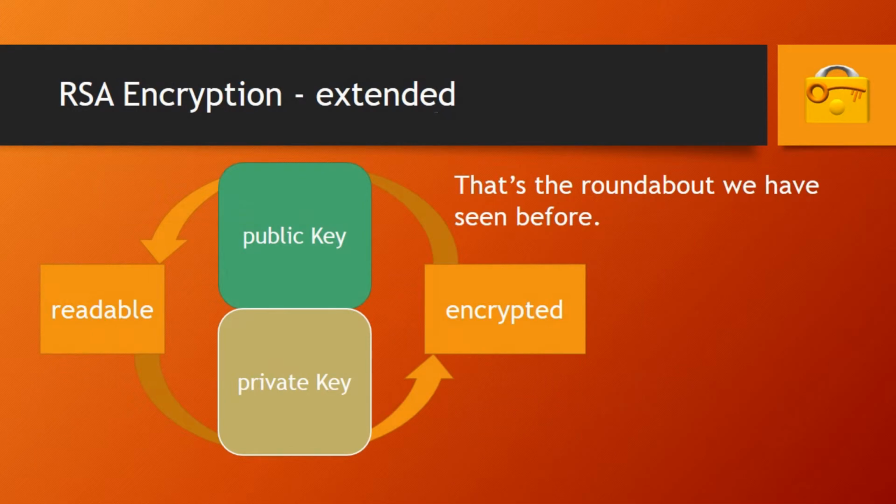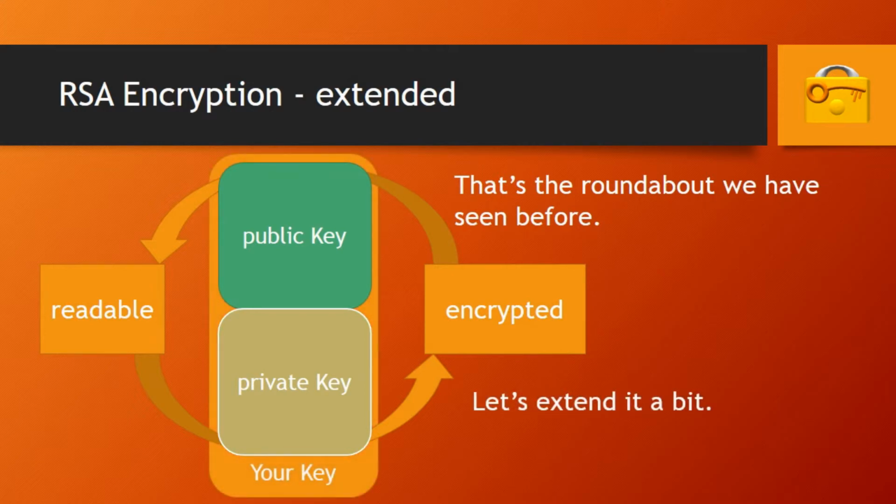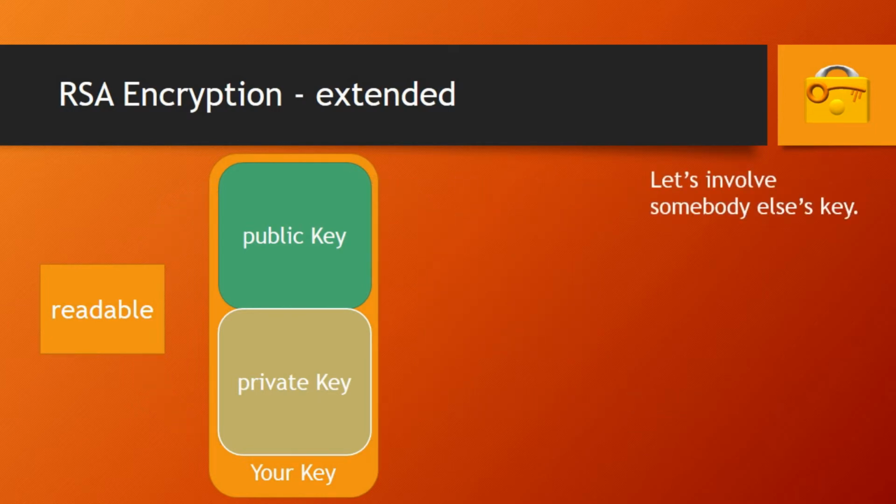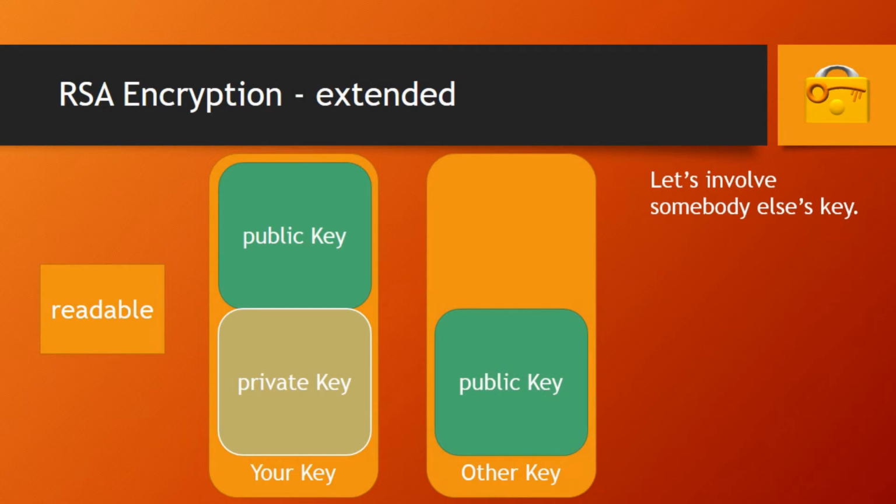But RSA can do more for you. That's the roundabout we have seen before. It's time to extend it a bit. Let's assume that's your key. And now let us involve somebody else's key. But it's not our key, so we just have the public key. But that doesn't make any difference in our scenario.